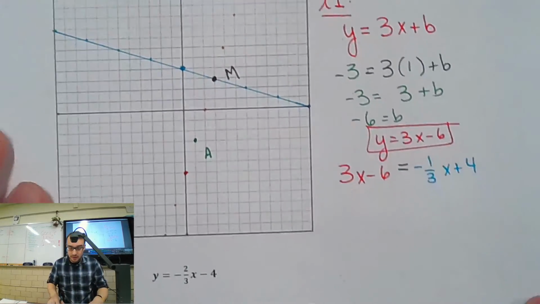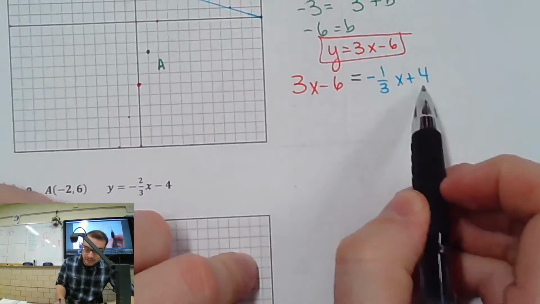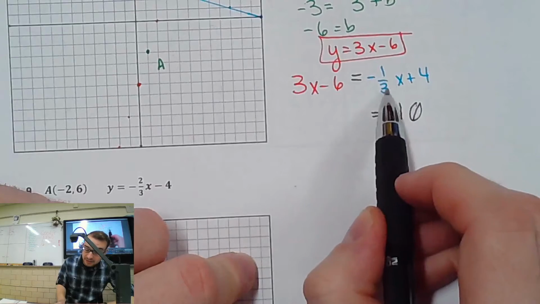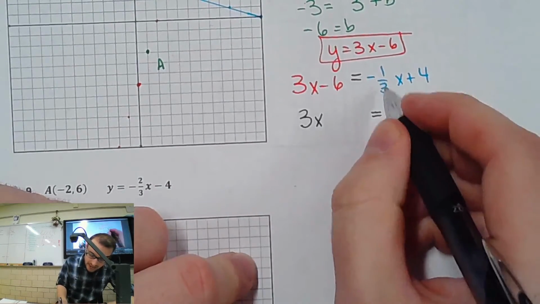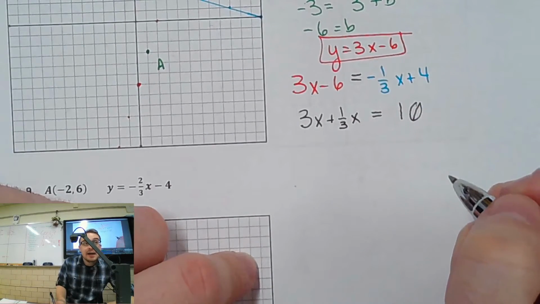Right? So now I'm going to do some math. So hang on to your butts. I'm going to add 6 to this side, and we get 10. I'm going to add a third x to this side to move it over, right? So 3x is already there, and I'm adding a third x to move the whole thing over. We need common denominators.